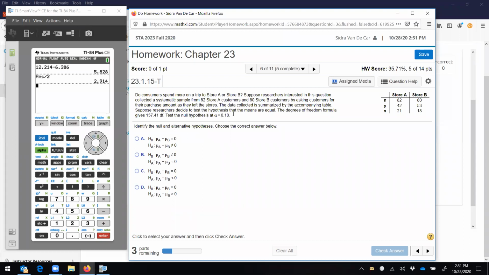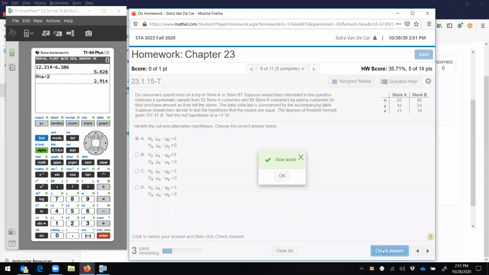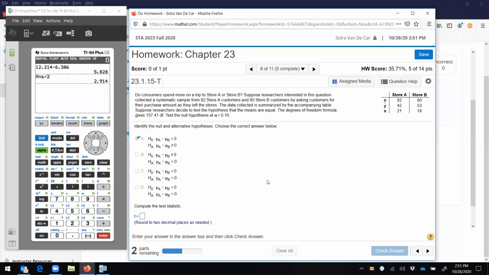So we're saying they're equal and does not equal should be our hypotheses. Okay, so now we need to plug in. So we're going to go stat, tests. This is a 2-sample t-test.